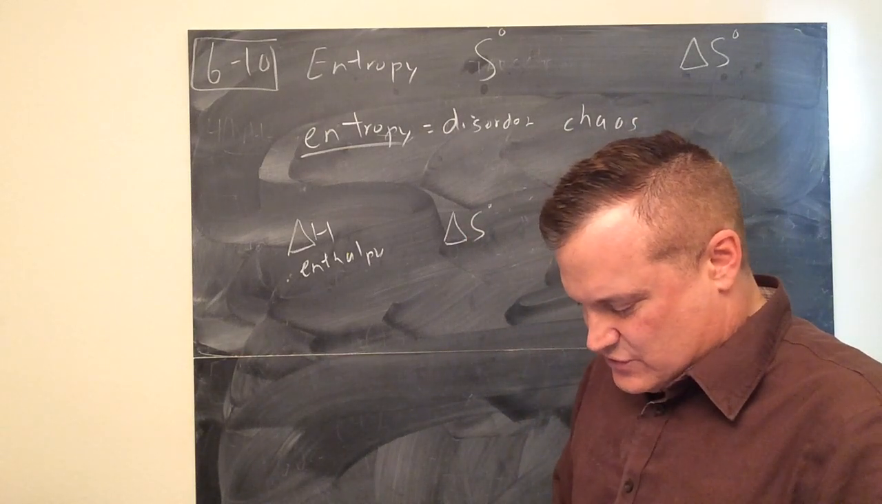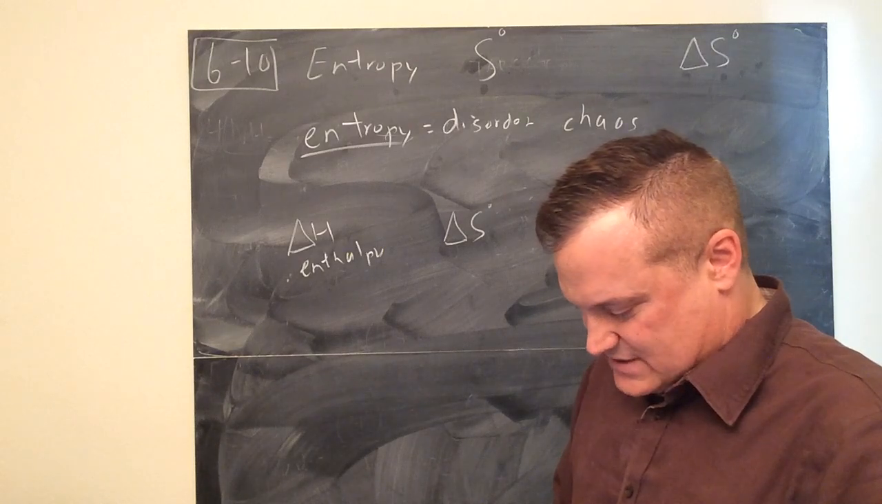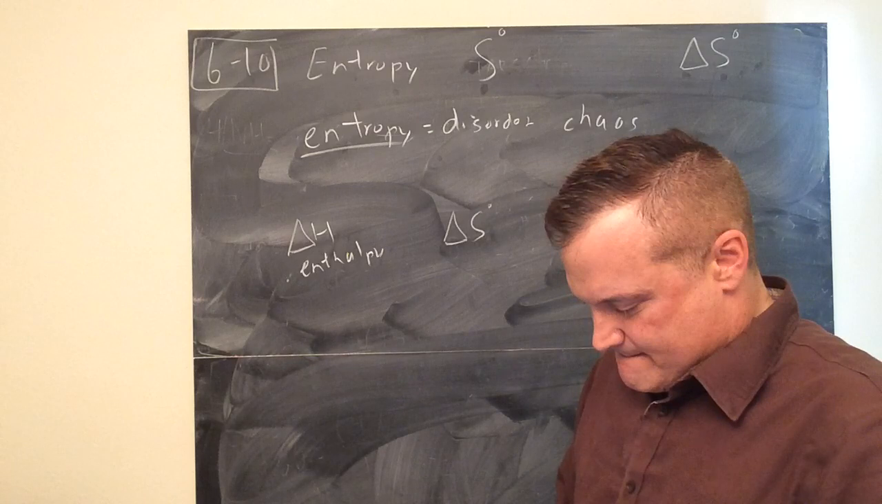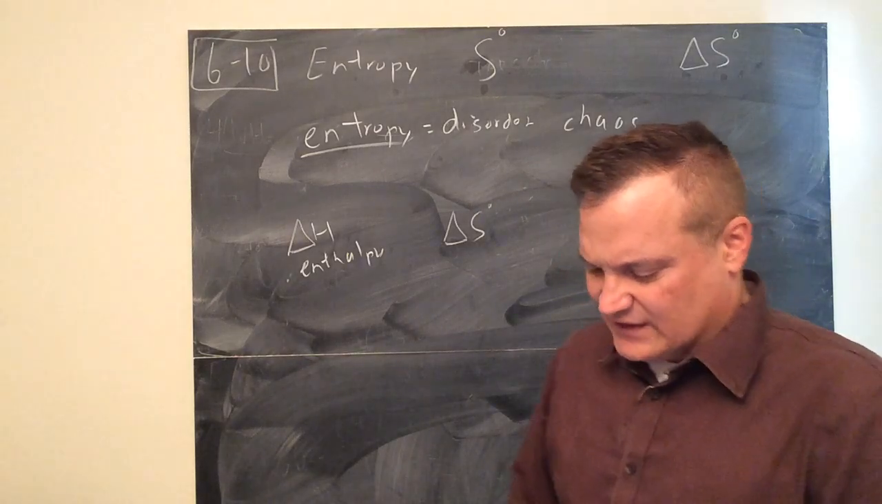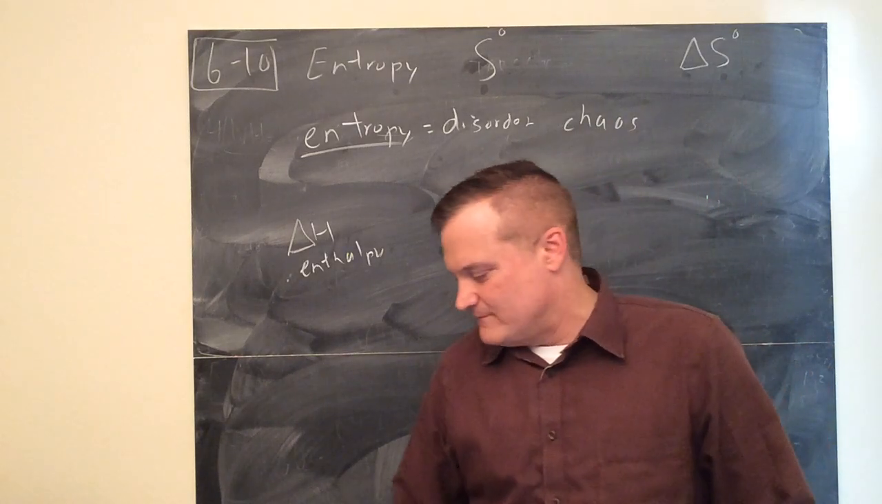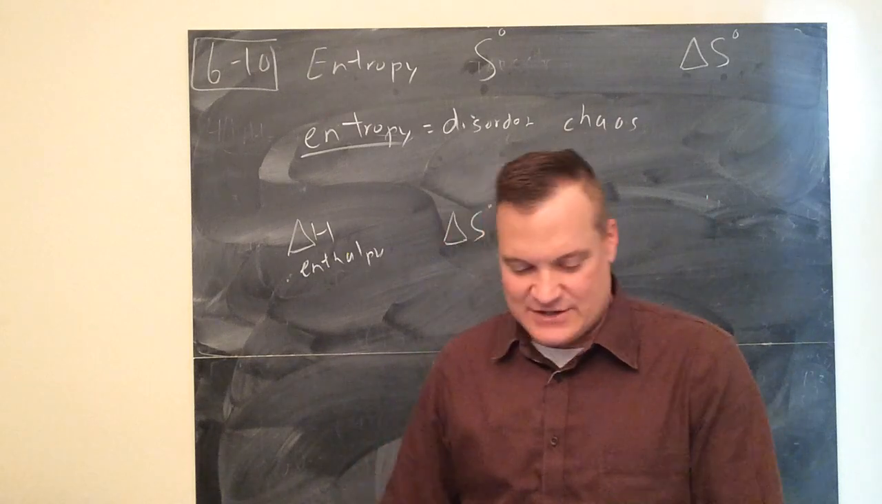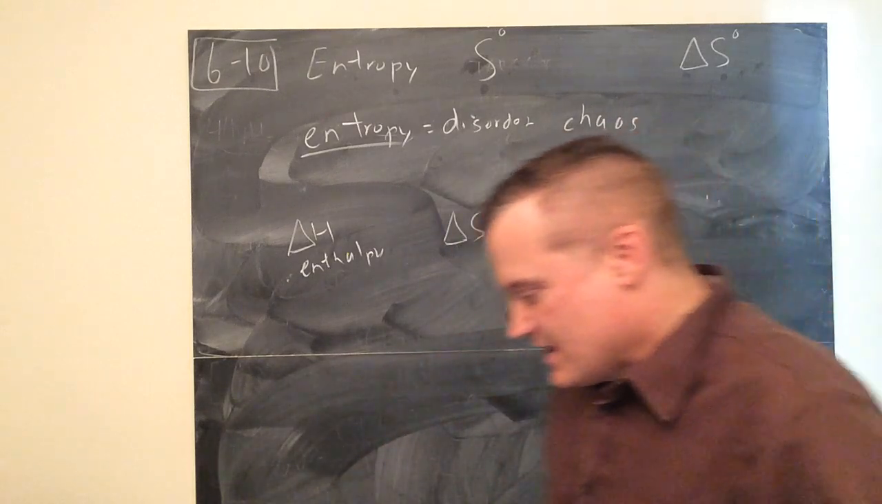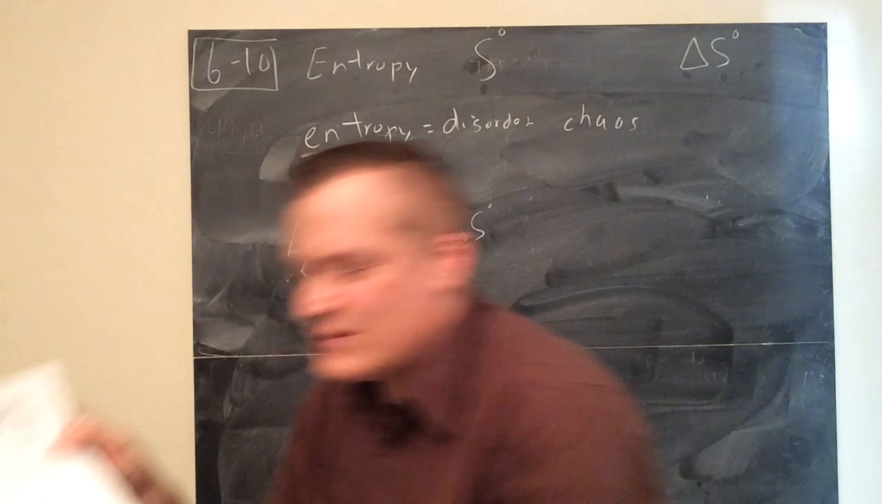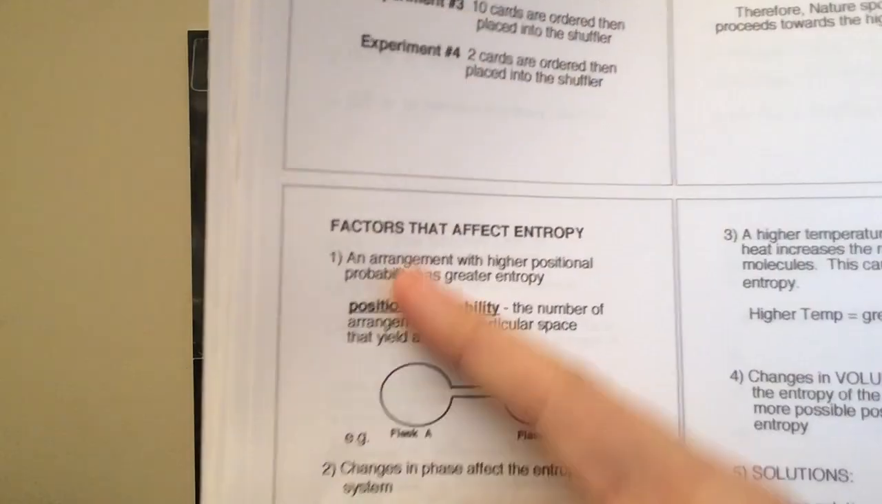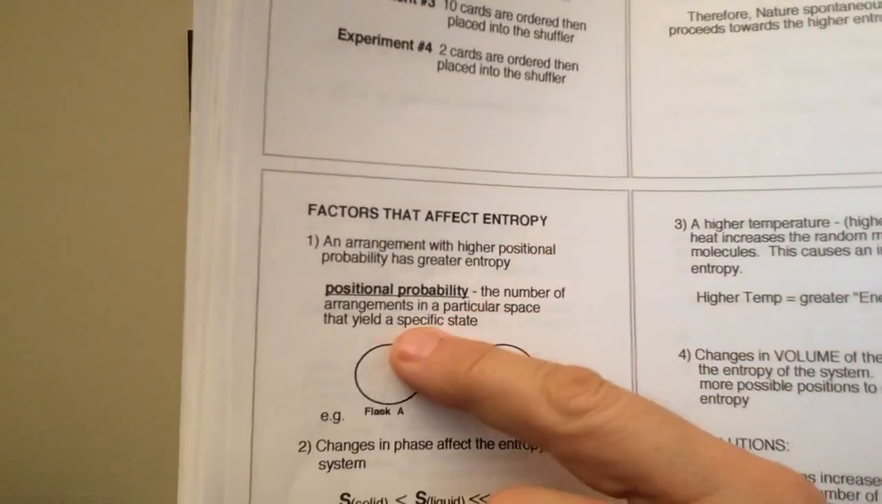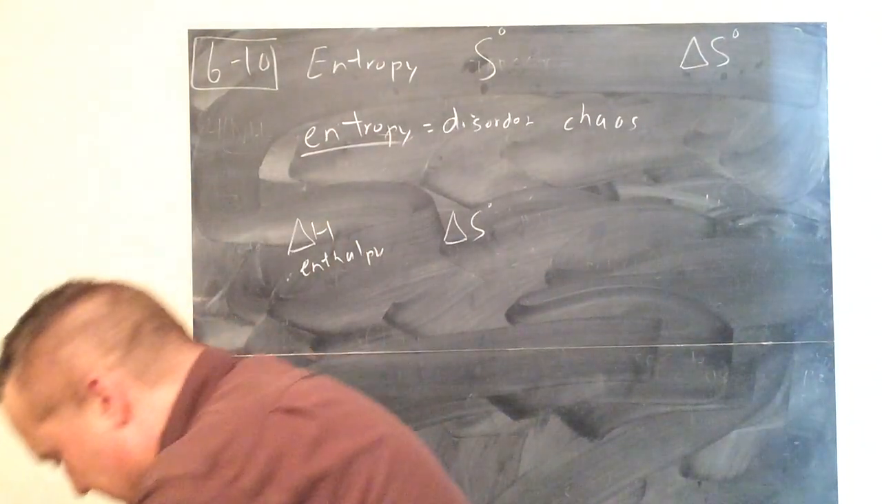I was going to show you a few examples, but let me just go through the list of factors that affect entropy. If you look on the next page, this page right here, number one is positional probability.